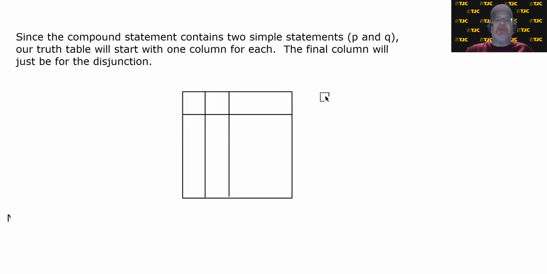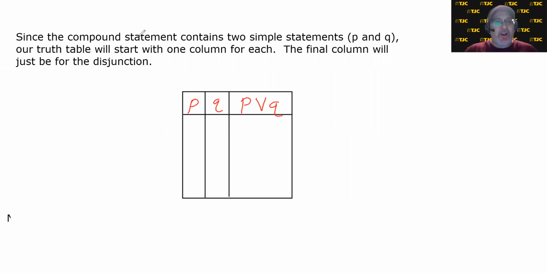Since the compound statement contains two simple statements, just P and Q, our truth table will start with one column for each. One column for P, one column for Q. The final column will be for the disjunction. By the way, in my head, every time I'm writing a disjunction, I think disjunction down.